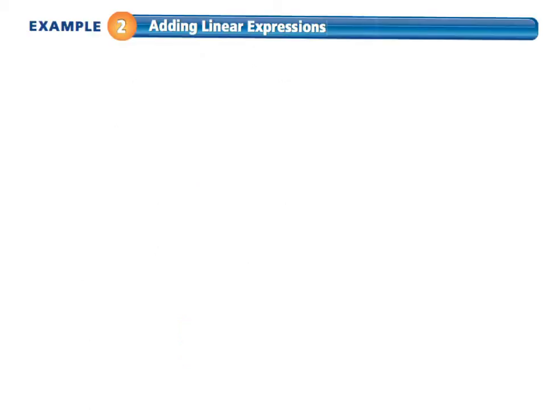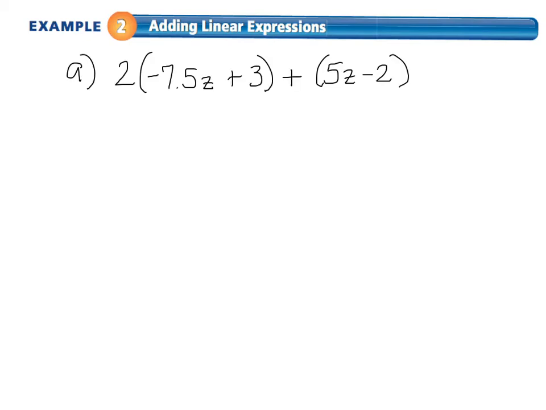Now in example number 2, we're still going to do the same thing. We are still going to add linear expressions. However, we're going to make it harder, because that's always fun. So now we have the expression 2 times the sum of negative 7.5z plus 3 added to 5z minus 2.